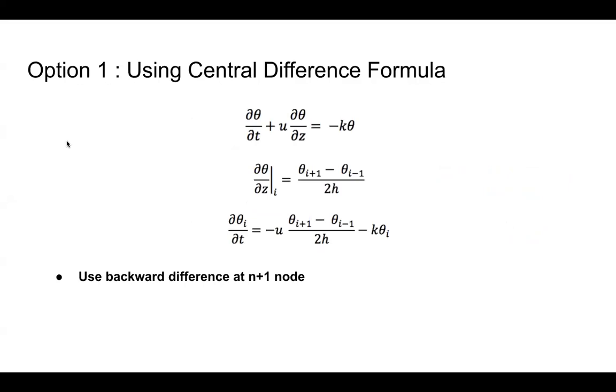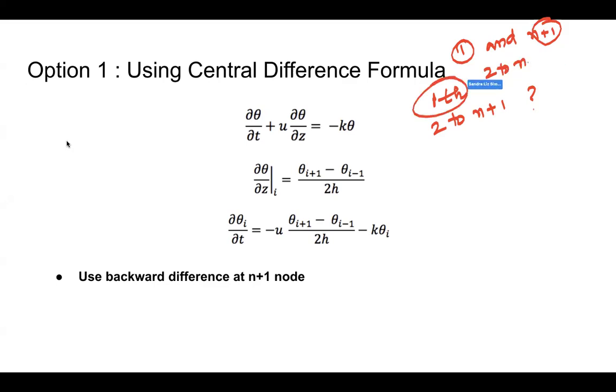So this is using the central differencing formula. Remember that in this question, we have only been given the information about the first grid point. We have to find out 2 to n plus 1. In the earlier case, we had 1 and n plus 1, so we only had to solve for 2 to n. Here you only have 1, so you have to calculate for 2 to n plus 1.